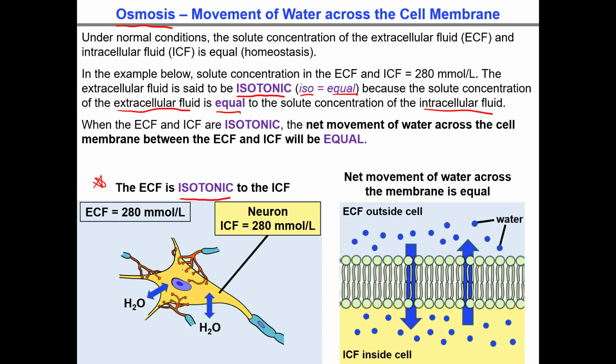We're going to be utilizing a neuron, and you can see that our extracellular fluid is going to be about 280 millimoles per liter. Our intracellular, you can see, is 280 millimoles per liter, meaning we have the perfect balance. We have the equal amount of water coming in as we do coming out. Again, exactly where we want to be. Looking at this over here, you can see our net movement of water across this membrane is going to be equal. We have the same amount on the outside as we do on the inside, meaning again, we have water coming out and water coming in equally. So remember, isotonic is going to be an equal amount.